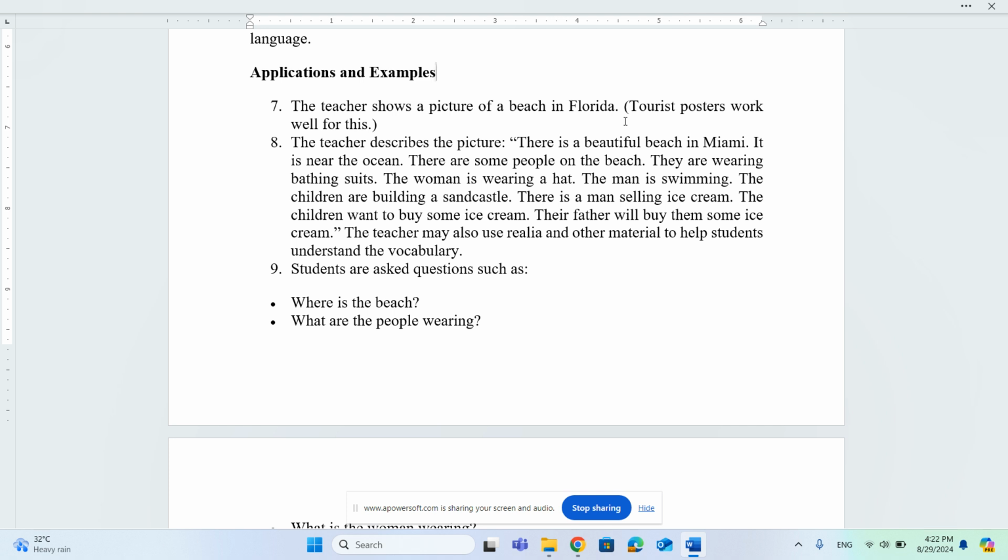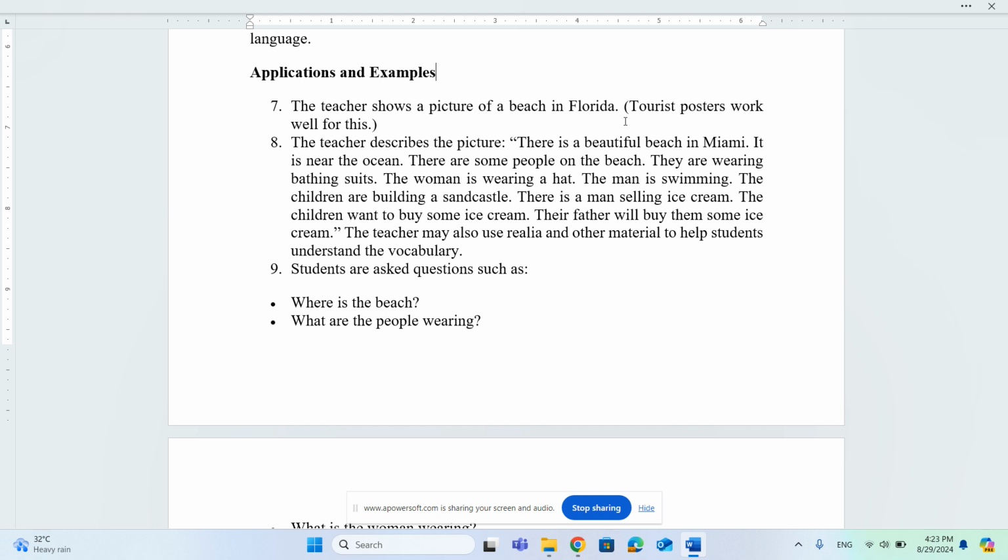The teacher shows a picture of a beach in Florida, where tourist posters work well for this. And after showing a picture of a beach in Florida, the teacher describes the picture like this. There is a beautiful beach in Miami. It is near the ocean. There are some people on the beach. They are wearing bathing suits. The woman is wearing a hat. The man is swimming. The children are building a sand castle.